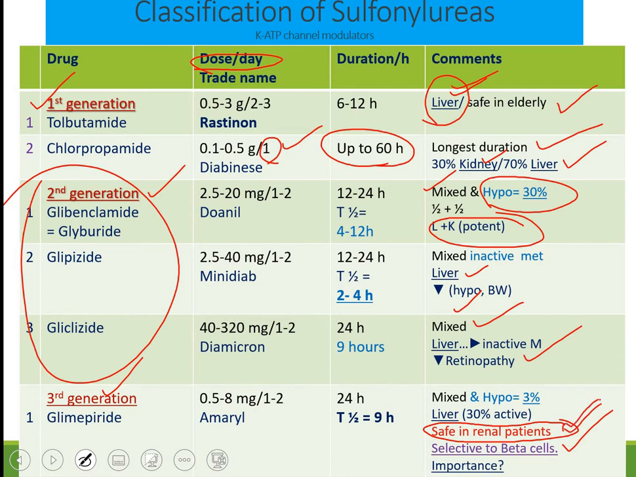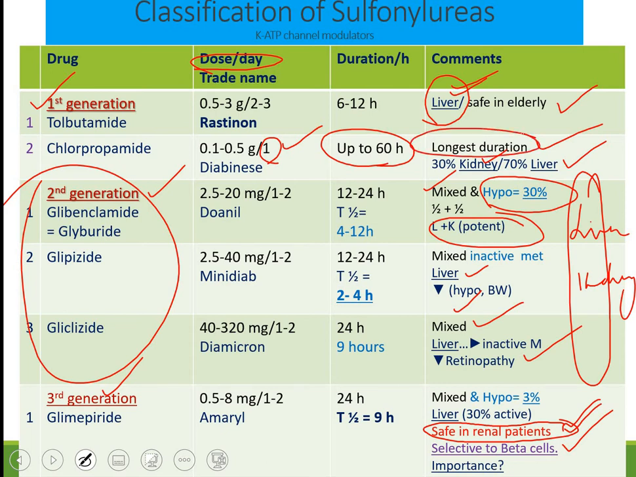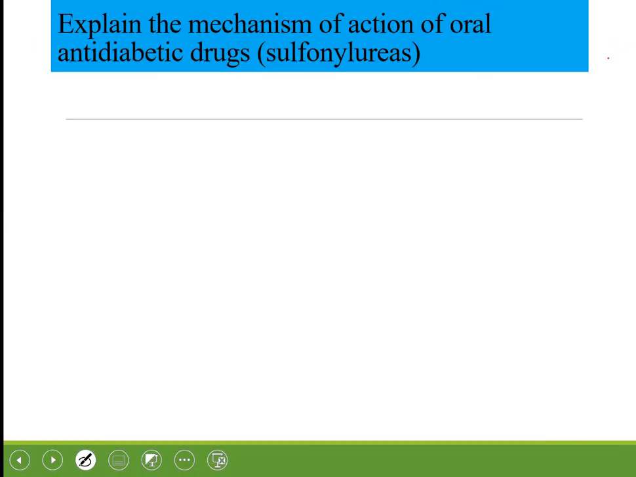So these second generation drugs follow a mixed pathway. They are metabolized in the liver, and at the same time they are eliminated by kidneys. This is a technical point to remember. And this chlorpropamide has the longest duration of action, whereas tolbutamide is relatively safe in patients having a history of liver injury.